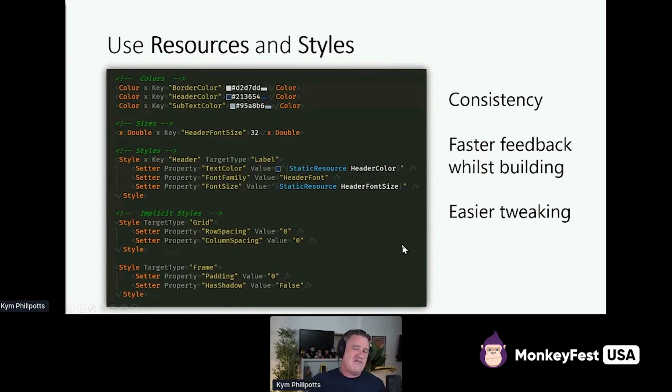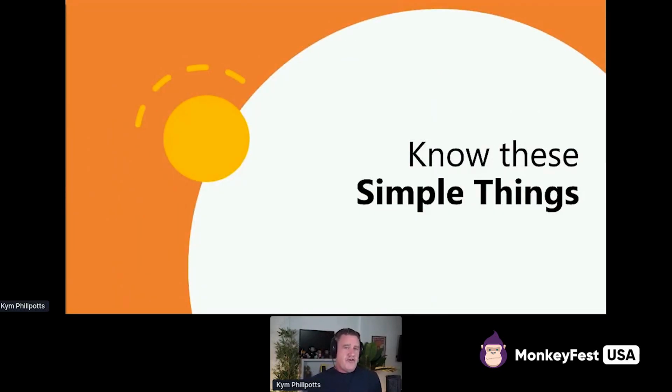The idea of putting all of this stuff into your resource dictionaries, and why I'd recommend doing it straight away, is you're going to be a lot more consistent inside of your application. Also, when you start building your application, it's going to take shape much faster, and it's going to have the right colors, and it's a nice feedback loop. Later on, when you want to tweak it, it's really, really easy to go and tweak that in one place.